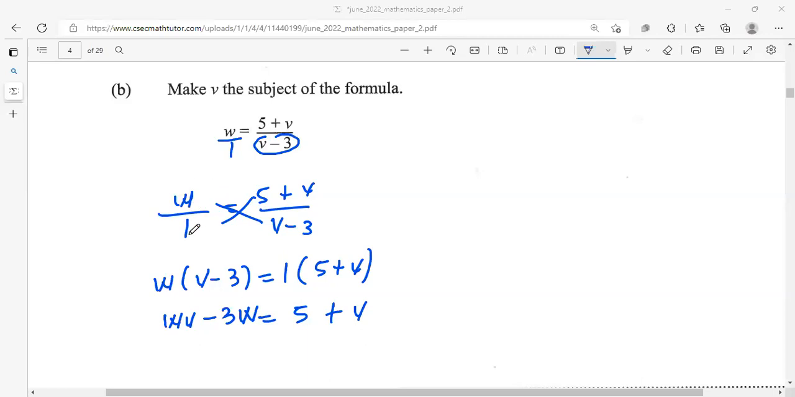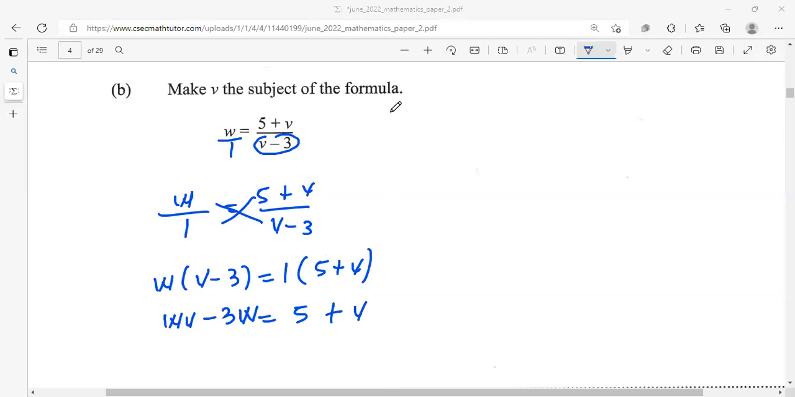We put w over 1 is equal to 5 plus v over v minus 3. So what we do, we cross multiply. When you cross multiply, we get w times v minus 3 is equal to 1 times 5 plus v, right? w times v gives me wv, right? w times 3 gives me negative 3w. Everybody see that? 1 times 5 gives me 5. 1 times v gives me 1v. Any question?